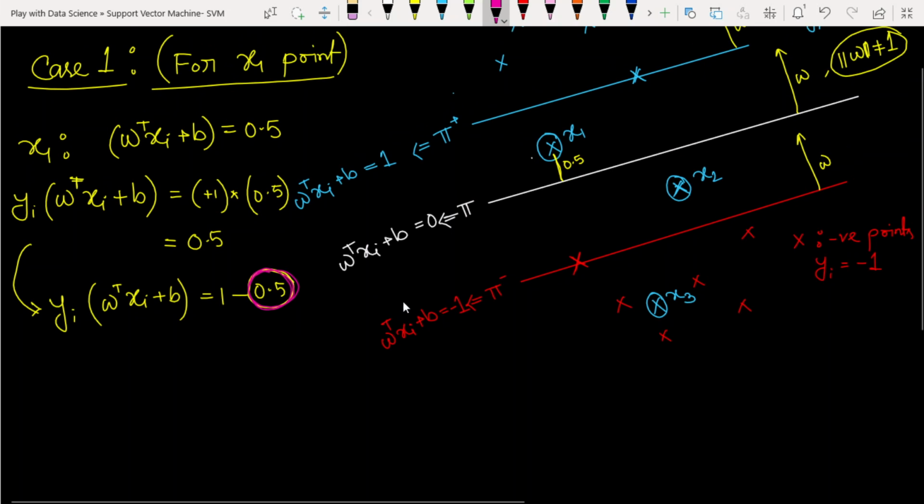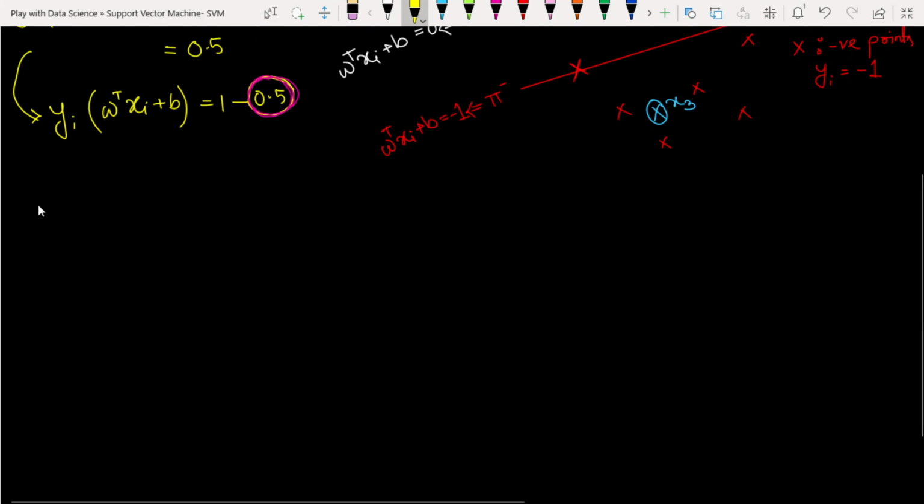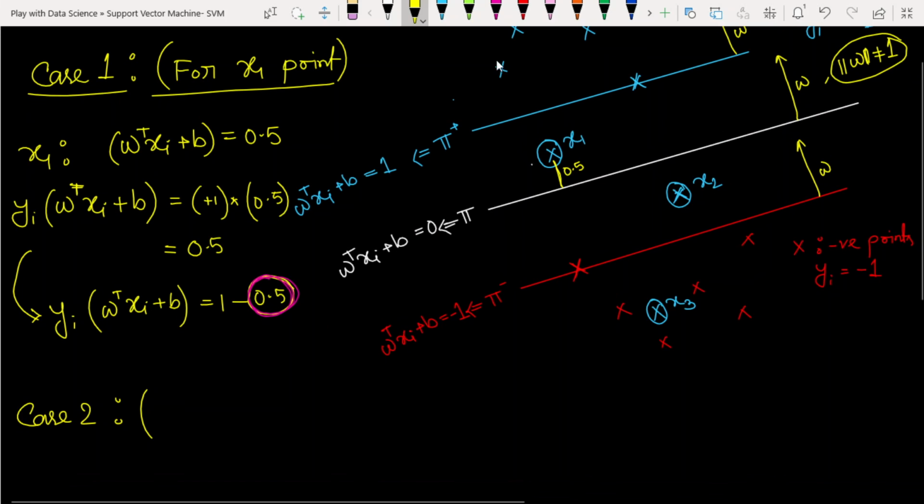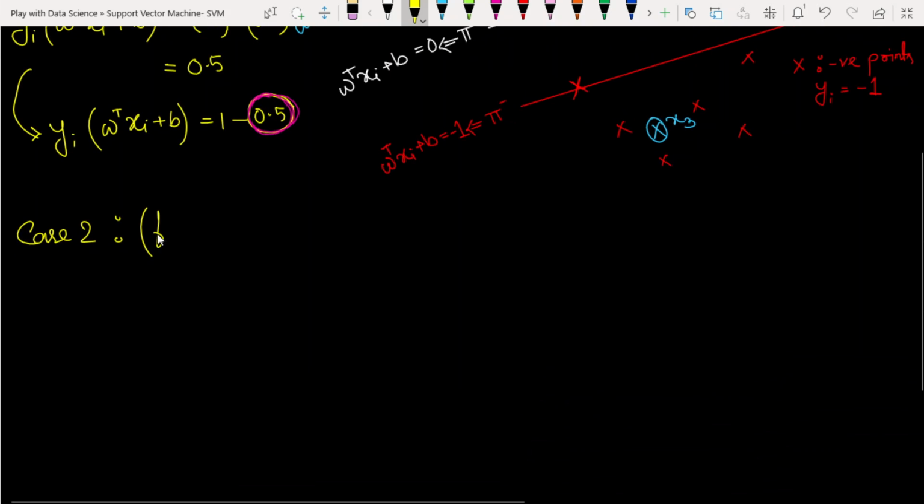In case 1, I think it is clear how we got this value. Now let's take case 2. Here I am considering the x2 point. I am taking this point also 0.5 from our plane pi, so the distance from plane pi is 0.5. Let's take point x2.